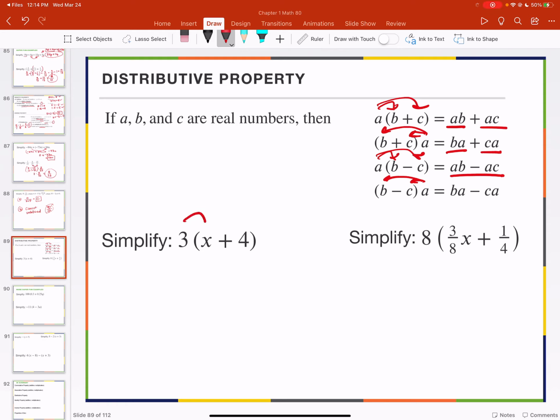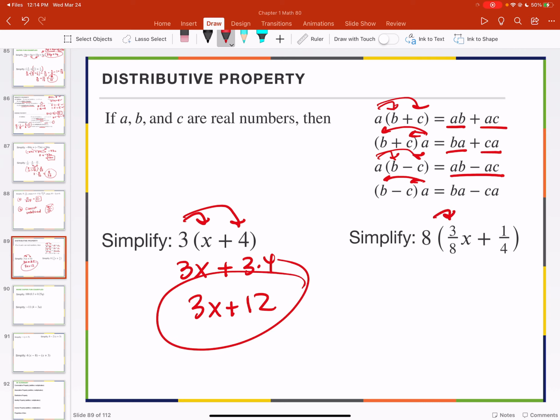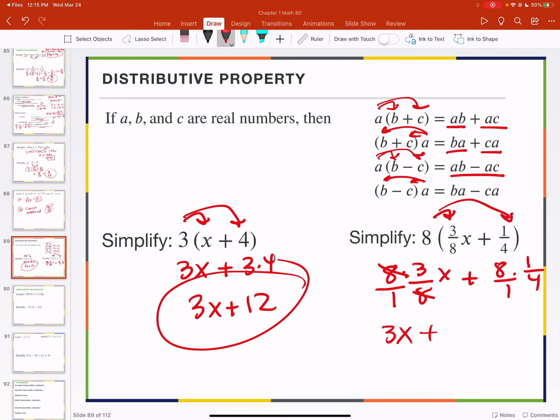So let's do an example here. 3 times the quantity x plus 4 becomes 3x plus 3 times 4. So that's 3x plus 12. Here we have 8 times the quantity 3/8 x plus 1/4. So that becomes 8 times 3/8 x. That's 8 over 1, right? Plus 8 times 1/4. Again, we can write this as a fraction. Here, the 8's cancel. We get 3x plus, here, 8 over 4 is just 2, right? Because 8 divided by 4 is 2. So your final answer is 3x plus 2, okay?